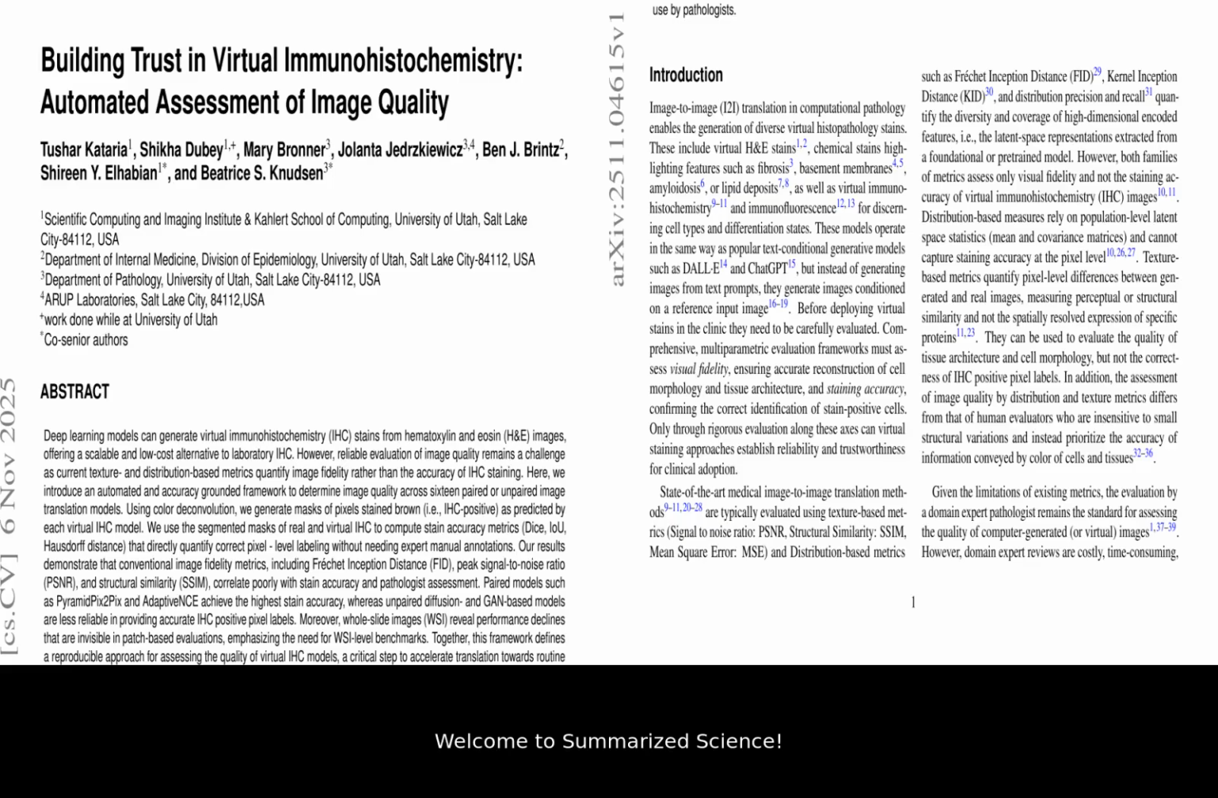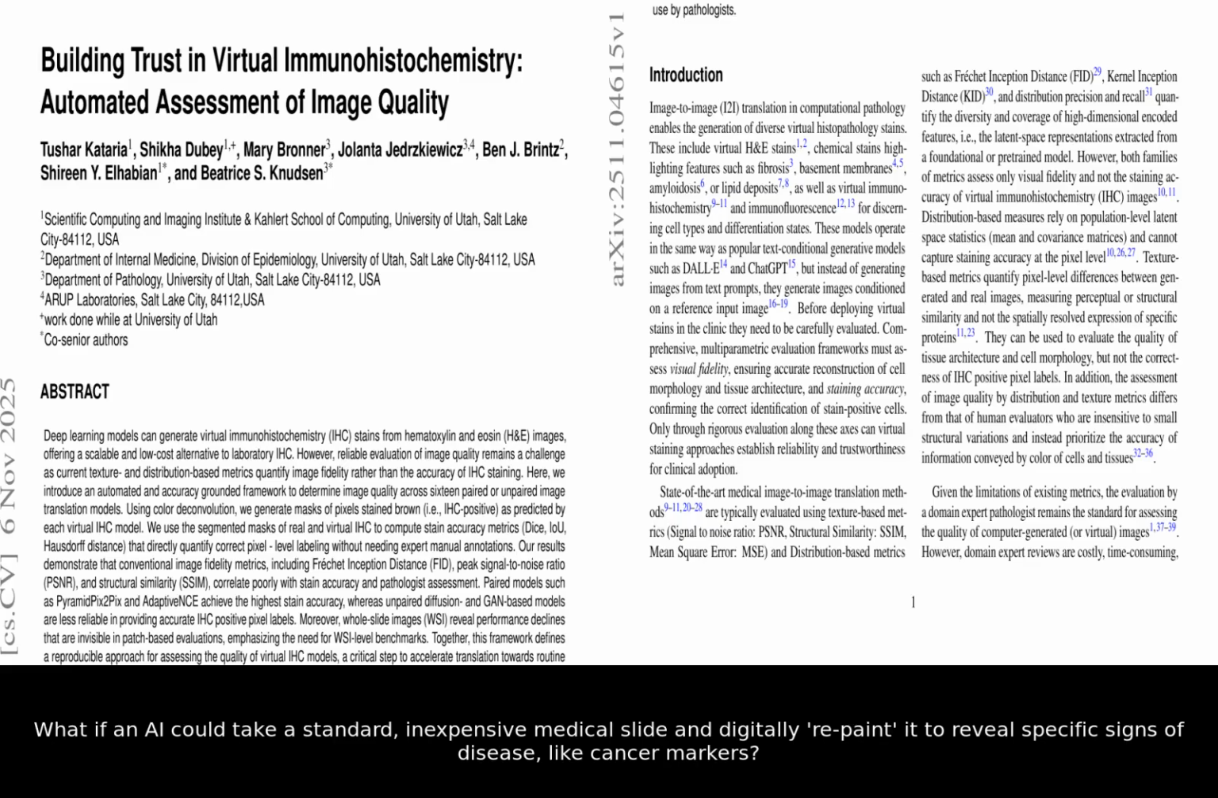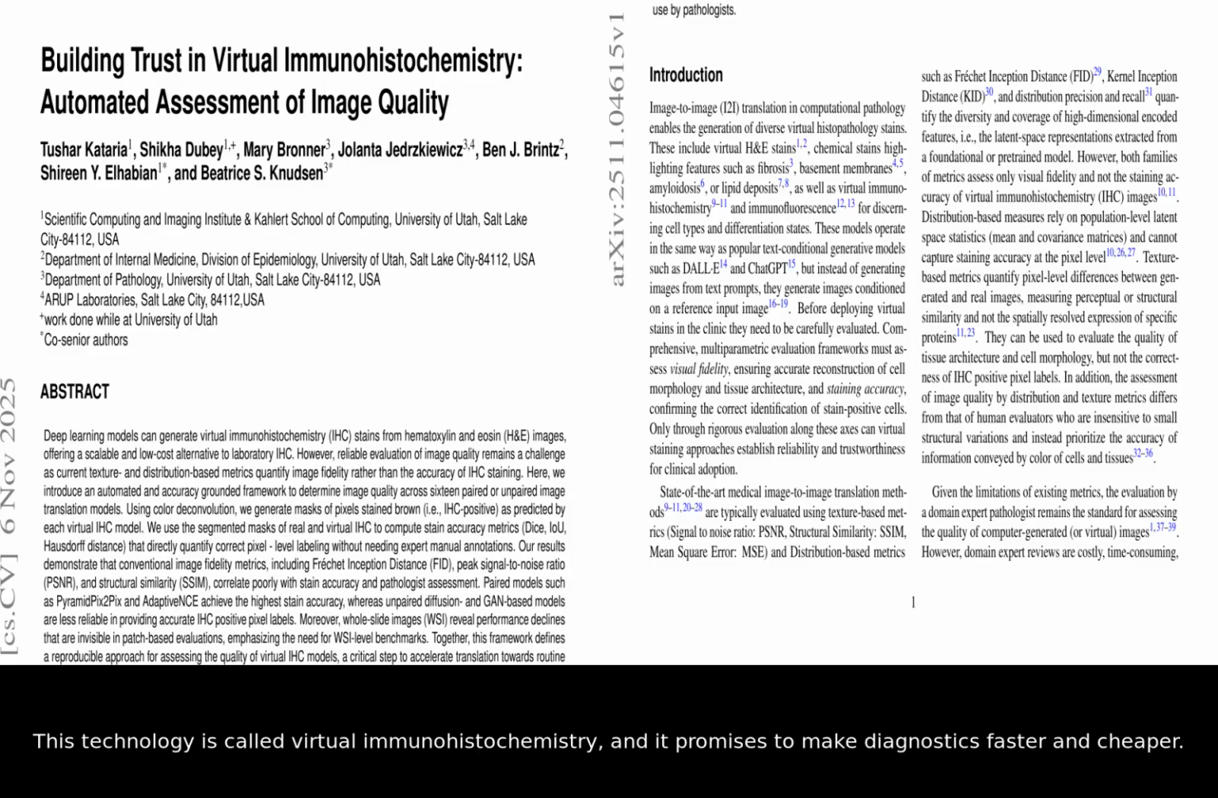Welcome to Summarize Science. What if an AI could take a standard, inexpensive medical slide and digitally repaint it to reveal specific signs of disease, like cancer markers? This technology is called virtual immunohistochemistry, and it promises to make diagnostics faster and cheaper.